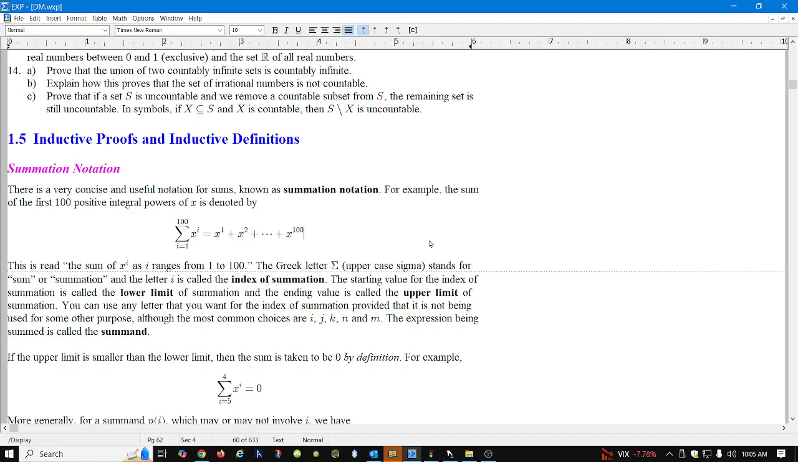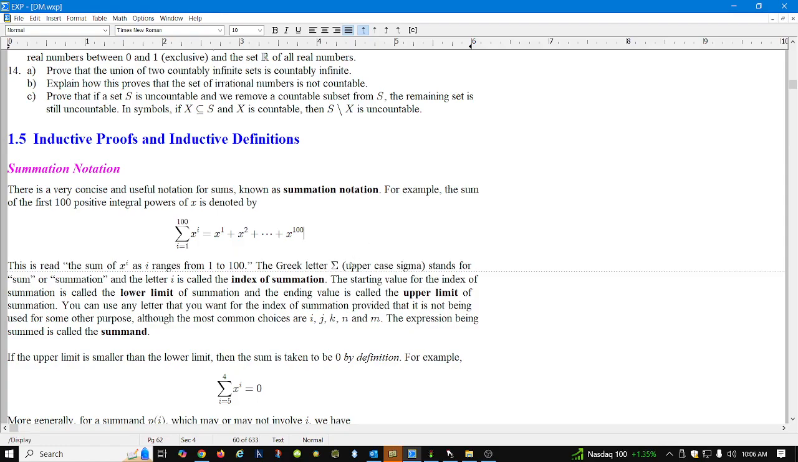The Greek letter sigma, the uppercase sigma, stands for sum or summation. The letter i is called the index of summation. The starting value for the index is the lower limit, which in this case is just 1. And the final value, the ending value, is the upper limit, which in this case is 100.